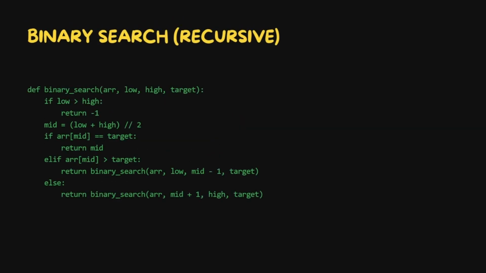This is the code for binary search. First we define the binary search. We will pass the array, the low, the high, and the target. If low is greater than high, we will return -1, which is the base case. Then we will find the mid as low plus high divided by 2. If array of mid equals target, we will return the mid value. If array of mid is greater than target, we will return the binary search on array, low, mid - 1, and target. In the else case, we will return binary search with mid + 1, high, and target. This is for the left case and this is for the right case.